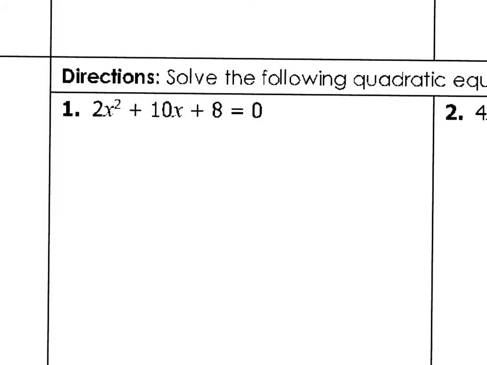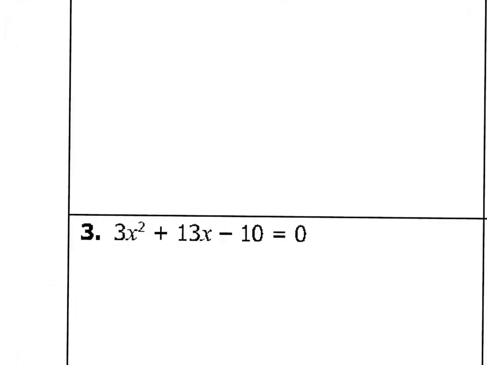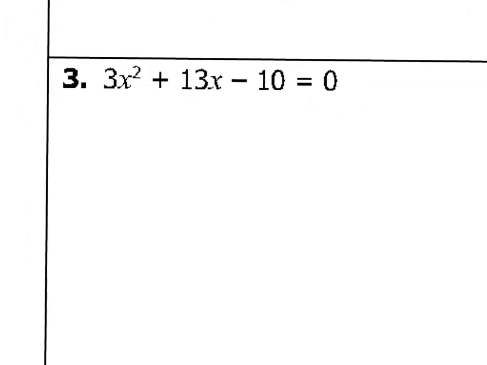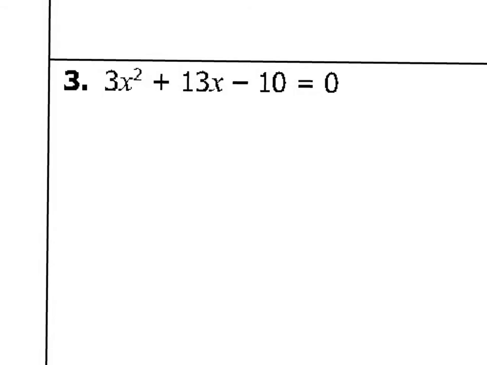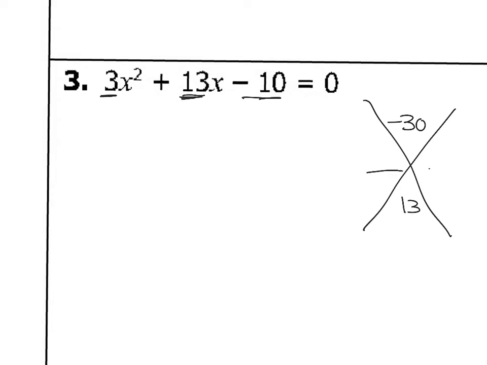All right, let's go to number 3. Do I have a GCF? No, 13's prime, so no, we don't. For my x, a times c is negative 30, b is 13, and we divide by a, which is 3.